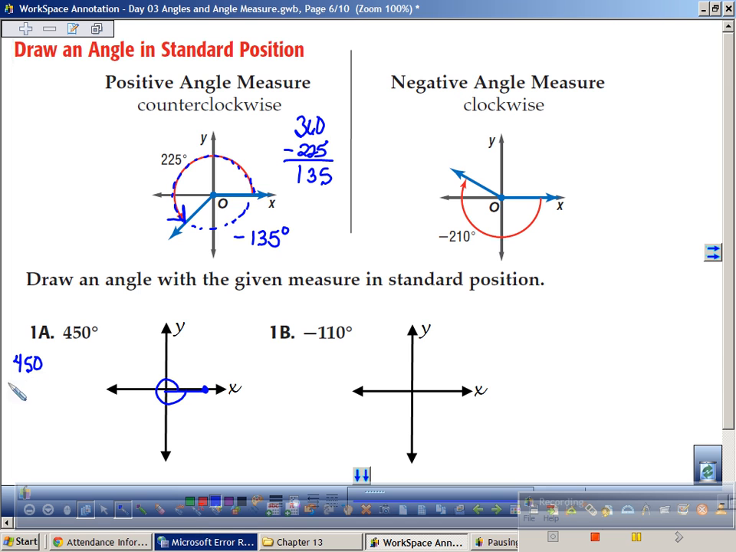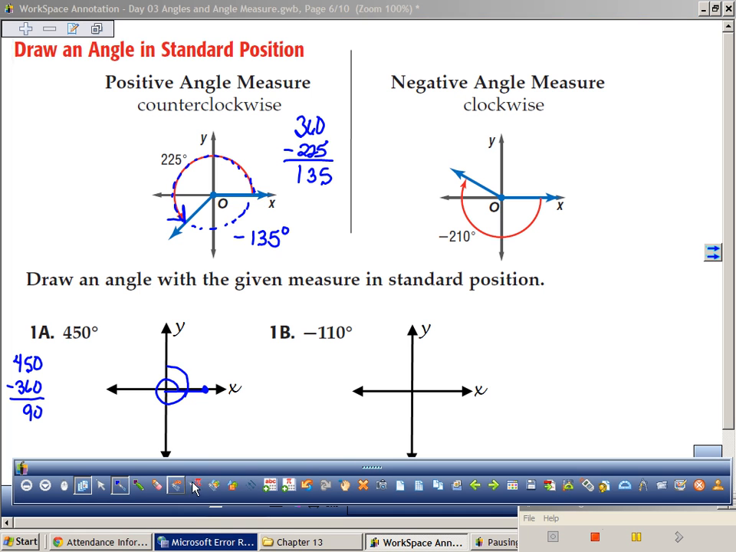So 450 minus 360 is 90. I need to go 90 more. So I would end right there. And what do I call this end?